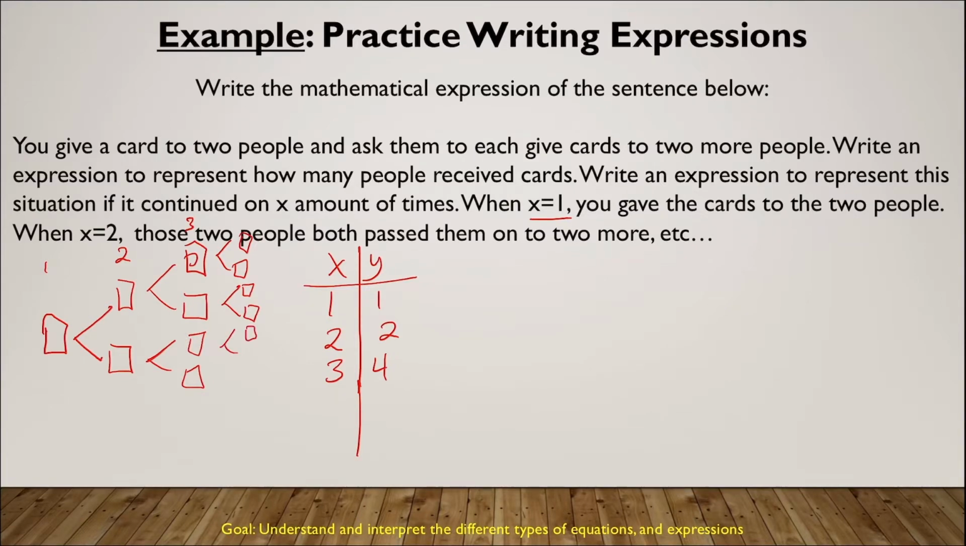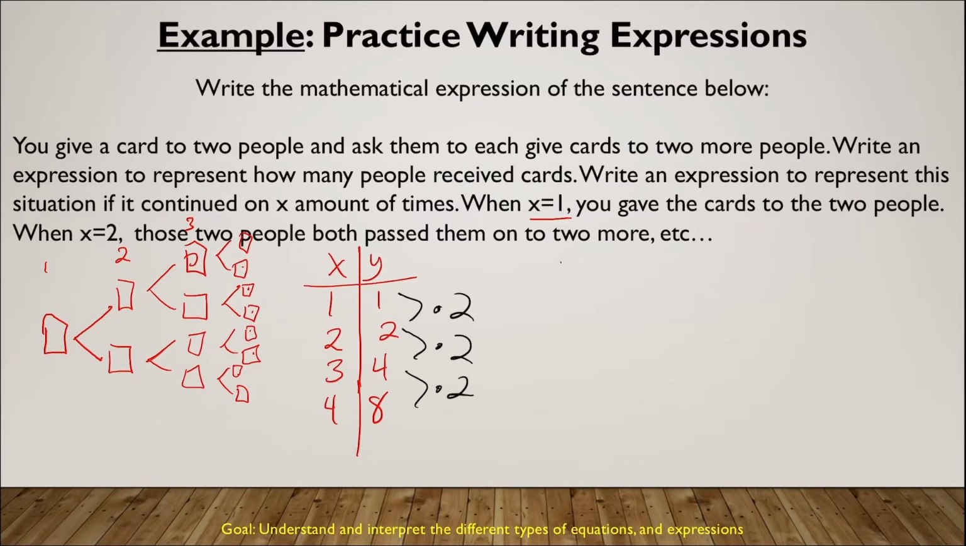Right? 1, 2, 3, 4, 5, 6, 7, 8. The fourth one, I have 8. So what am I doing each time here? I'm not adding the same number each time, because here I'm adding 1, and then I'm adding 2, then I'm adding 4. So we know it's not linear or quadratic. Alright. But what I am doing is I'm multiplying by 2 each time. So we know it's exponential.